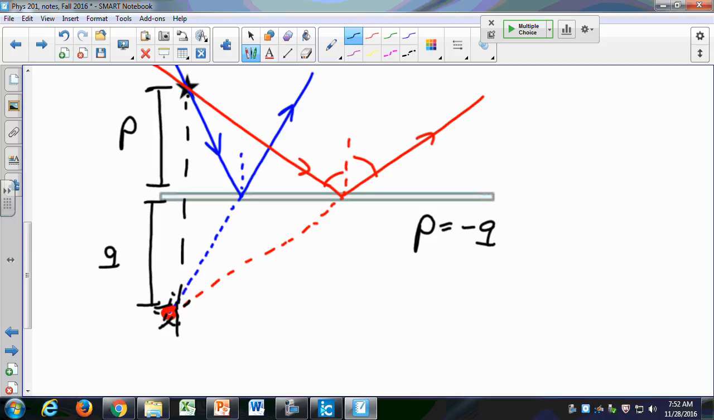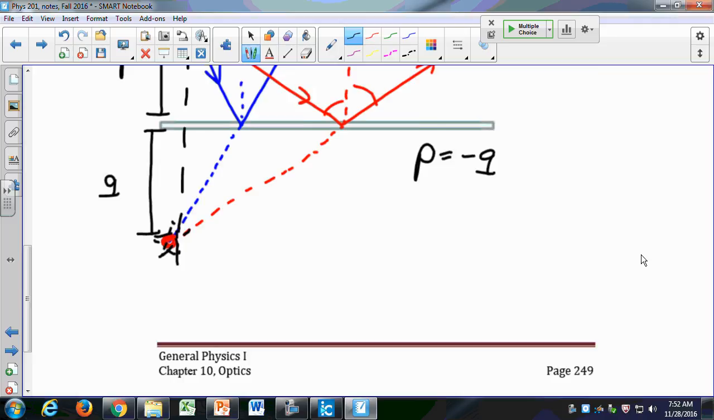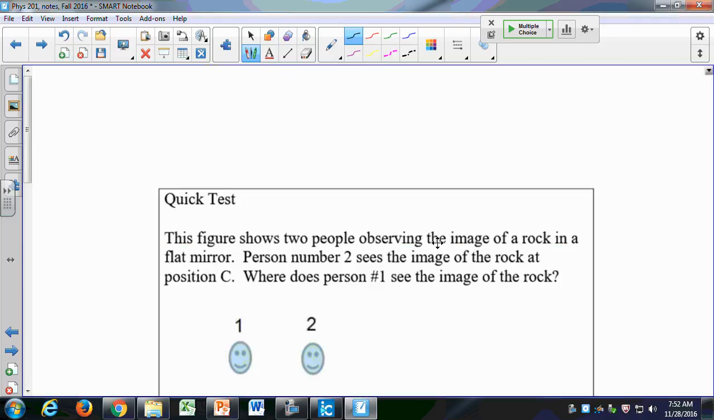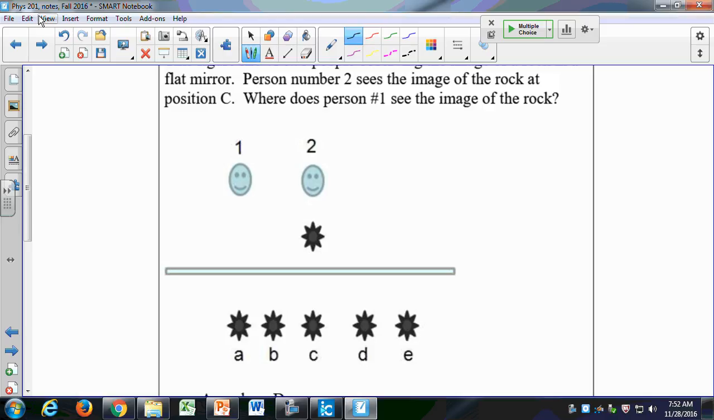Next semester in lab, you'll do this where you actually trace out these light rays. But we're not going to cover this material next semester because we move on to something else. Okay? You with me so far? Yeah, it gets a little more difficult from this, but not a lot more. Let's try this little quick test.